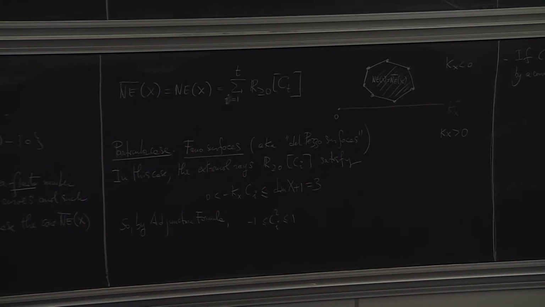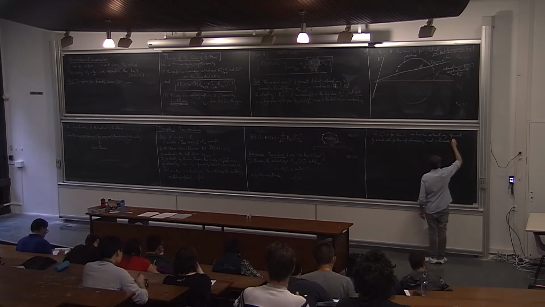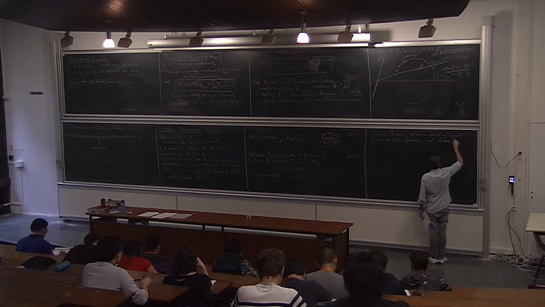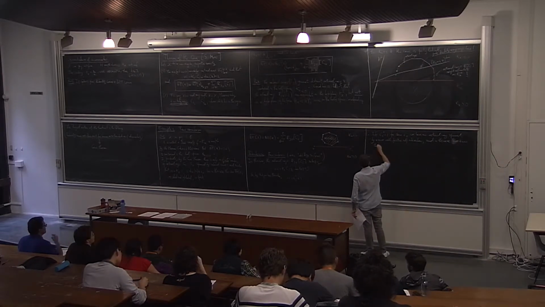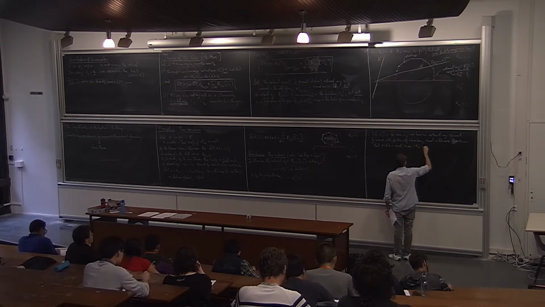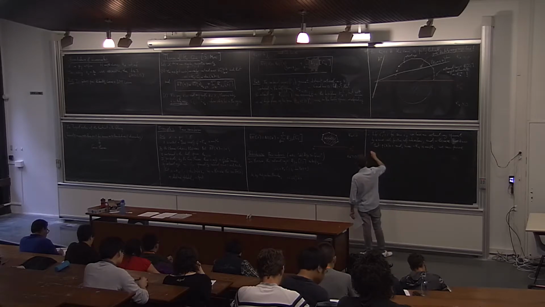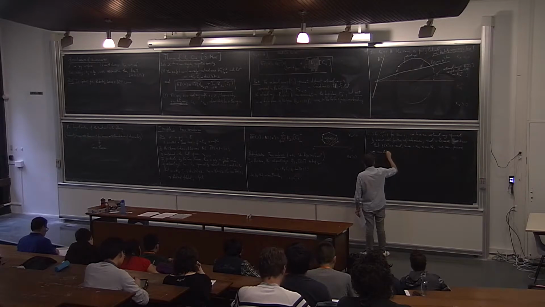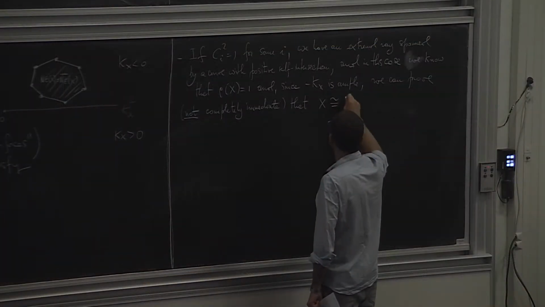And as a result, I said two days ago, I think two lectures ago, that in this case the Picard number is 1, and actually we can prove that the variety is isomorphic to P2. Since in this case rho of X equals 1, and since minus K_X is ample, we can prove, and this is not completely immediate, we must work a little bit, that X is isomorphic to P2.